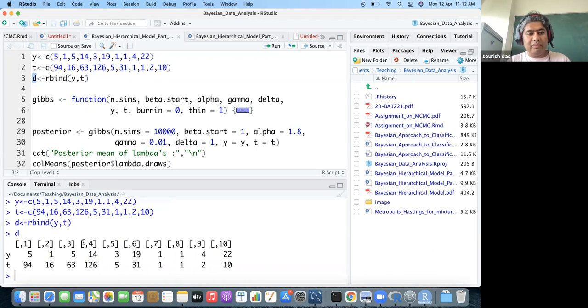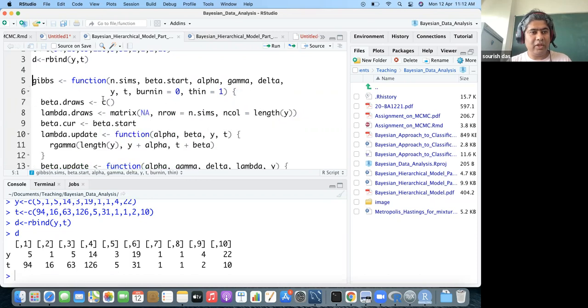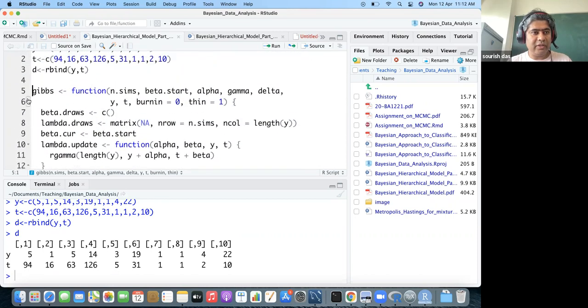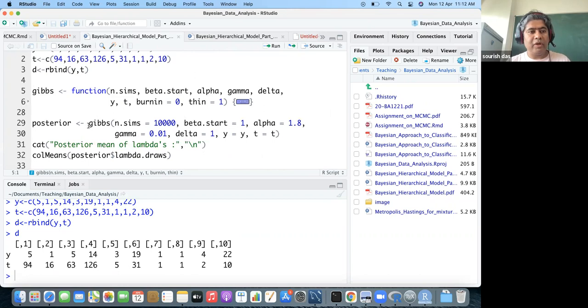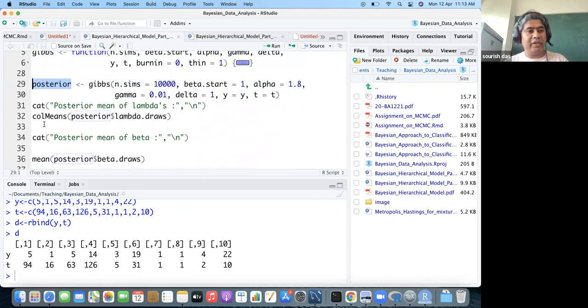Okay, and then we wrote a Gibbs sampler, and that Gibbs sampler is actually a function. So line 6 to 27 is the Gibbs function. If I click on this, you can see the extended version of the Gibbs function. And then I'm calling this Gibbs function here, and whatever this function returns will be put into the posteriors, and then you can estimate draws and everything.